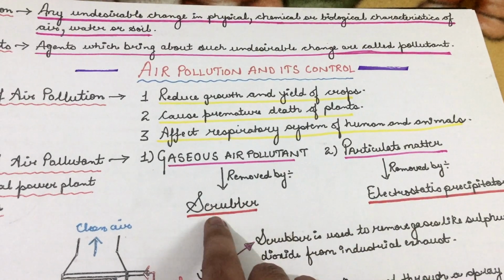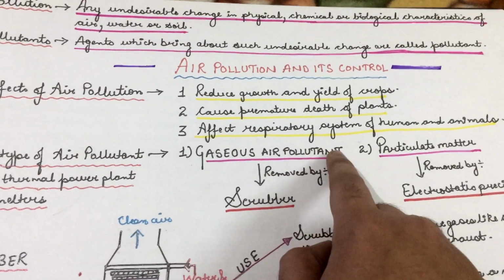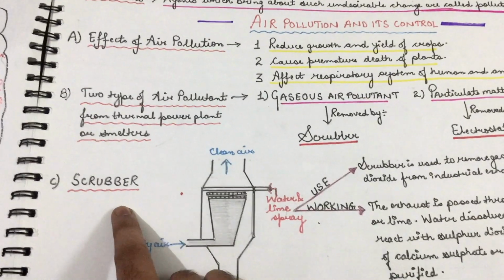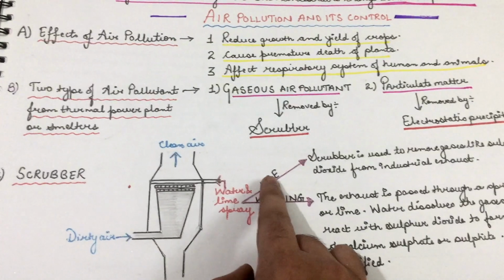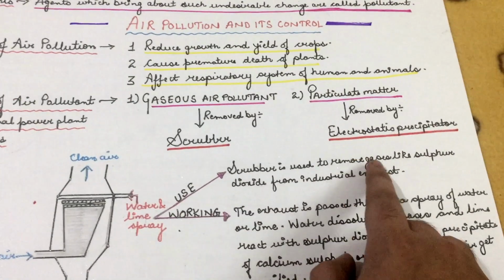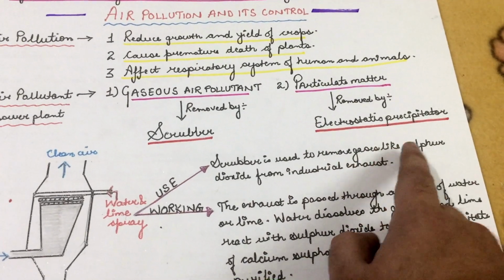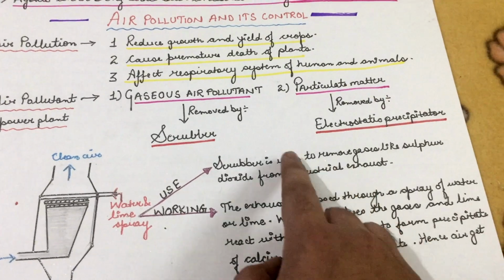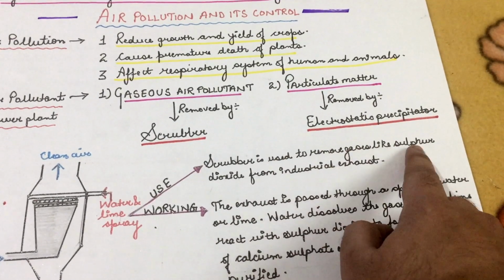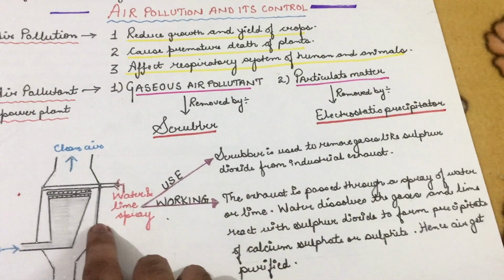Now let us look at how the scrubber acts to remove the gaseous air pollutant. Here is the diagram of a scrubber. We know that a scrubber is used to remove gaseous air pollutants. It is used to remove harmful gases like sulfur dioxide from industrial exhaust.